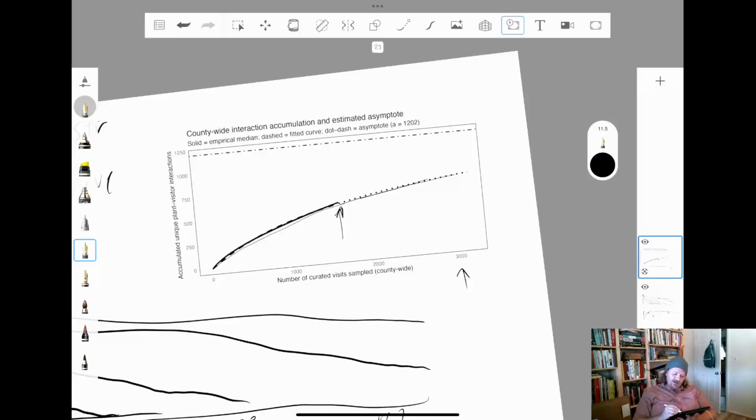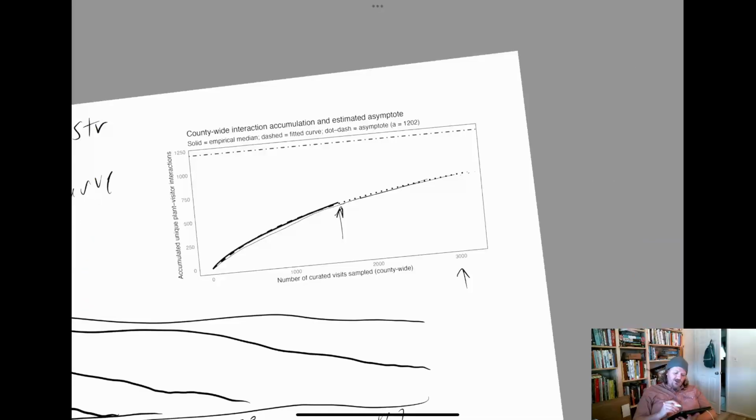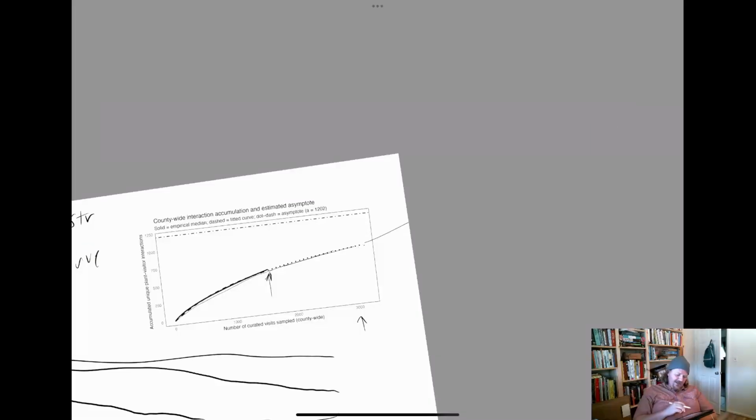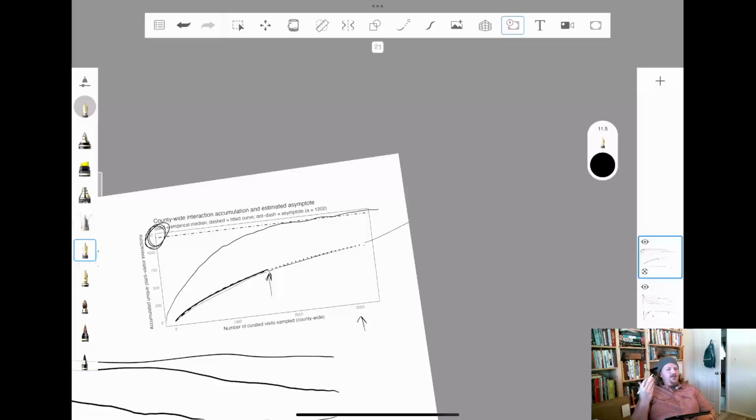And that's what this dotted line is here. And decide where in the future, way out here, way out, I guess you can't see me drawing way out, but way out in the future where it reaches that asymptote. And we can ask what that asymptote is. Where does it saturate given the slope and trajectory of this line that we've already seen based on our 1,400 samples. And what we found is that there's probably something like 1,200 unique interactions in Broward County, right?